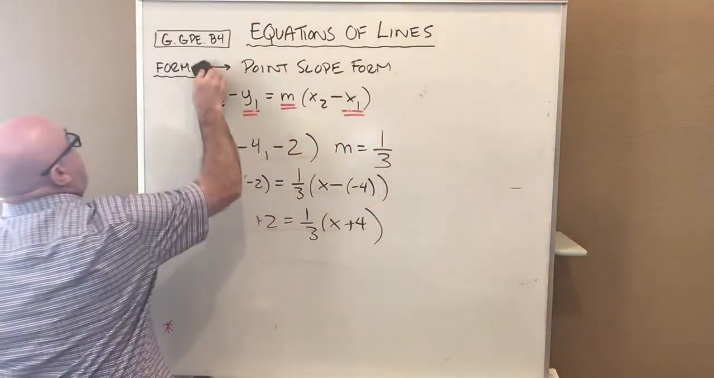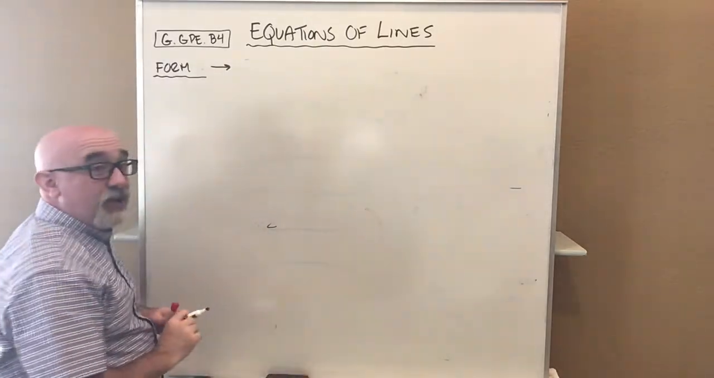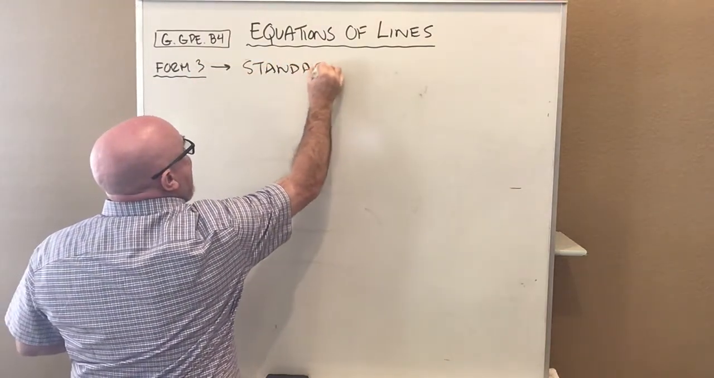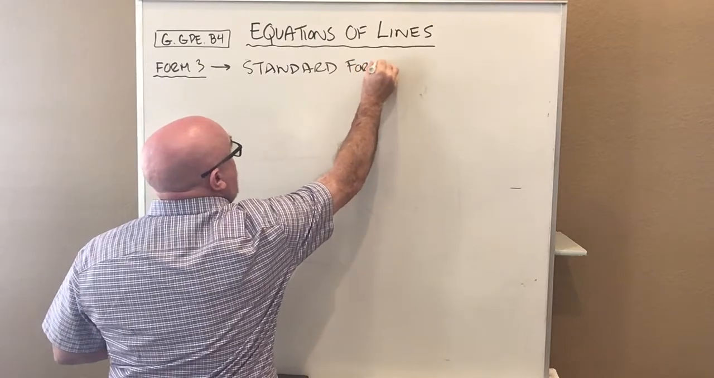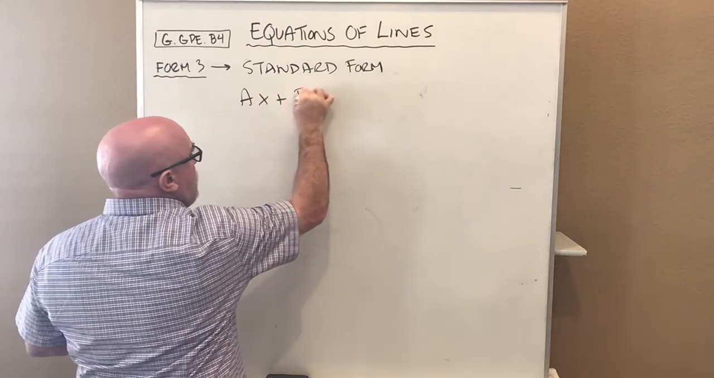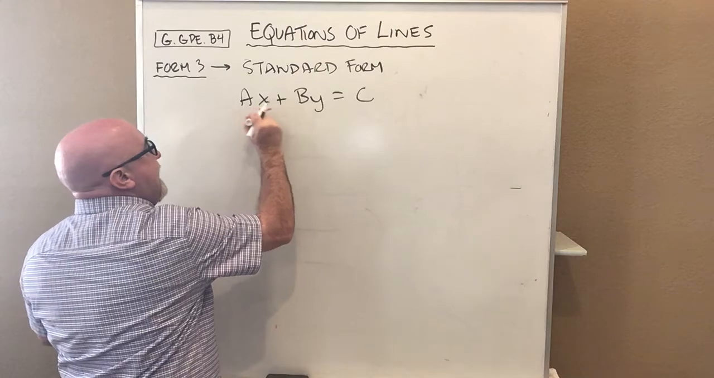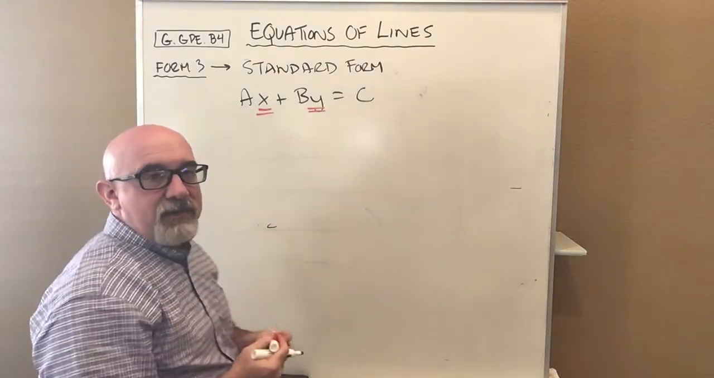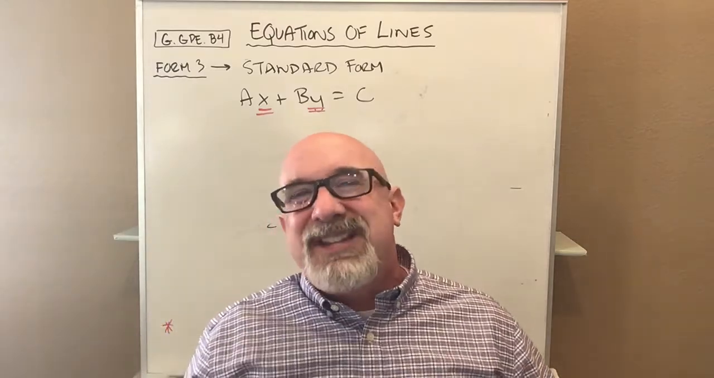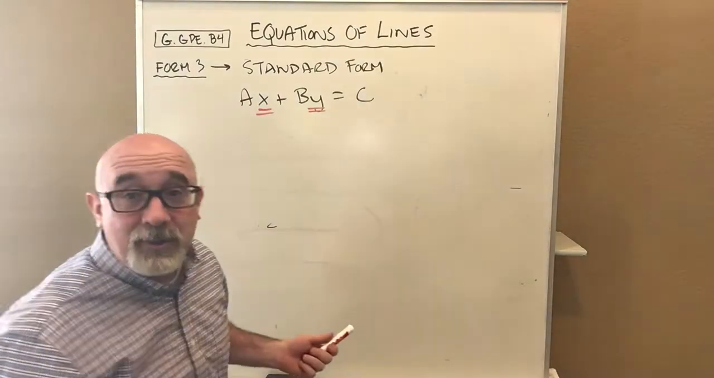The third format is known as intercept form or standard form. Standard form. And it is really its power. Why do we care about another form? And it looks like this: ax plus by equals c. Notice, this is kind of rare, that the x and the y are on the same side of the equation. This is called standard form. And its power is intercepts, to find the x and y intercepts. And I'll show you why.